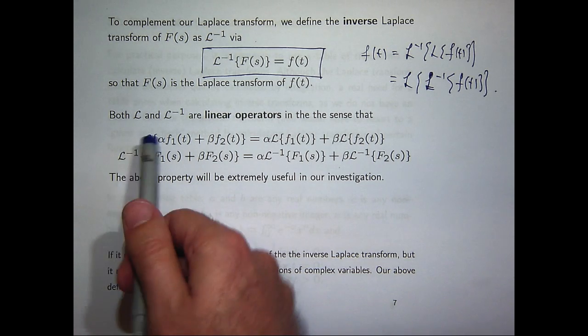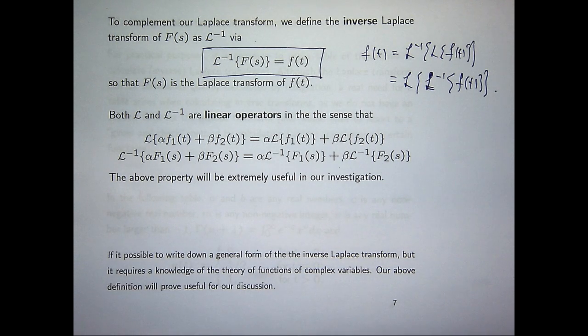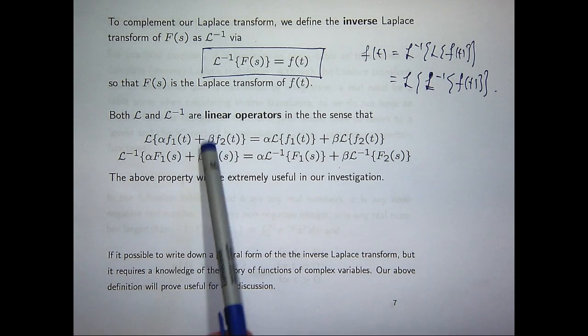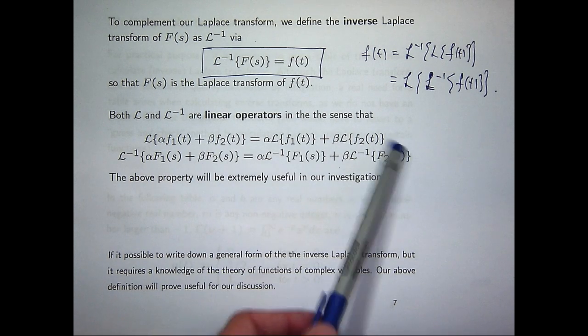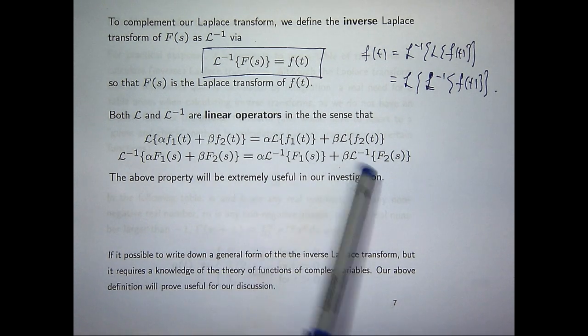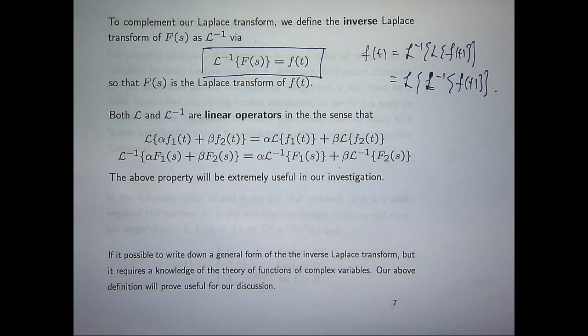Now, we've already seen that big L, or curly L, the Laplace transform, is a linear operator because it involves an integral. Now, L inverse is also a linear operator. So what does that mean? Well, it means that I can distribute through these brackets, where here alpha and beta are just constants. F1 and F2 are suitable functions.